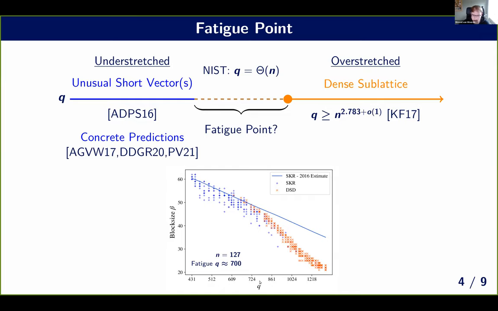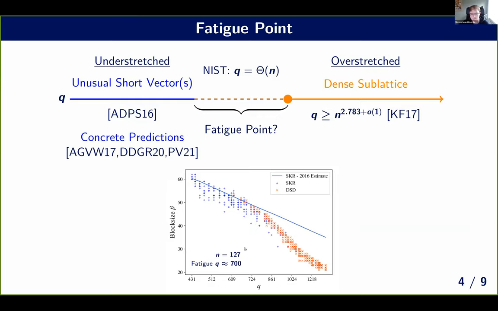However, at some point, when we increase the modulus q, we don't first find these secret keys, but we find dense sublattice vectors. And we do find these at much lower block sizes, so much earlier than expected or predicted by these unique SVP estimates. And this crossover point is what we call the fatigue point. Note that in this instance, for n equal to 127, it already lies quite low, at around 700. And given that the NIST parameters are about linear in n, so q is about 4 times n or 5 times n, this is already quite close to that.